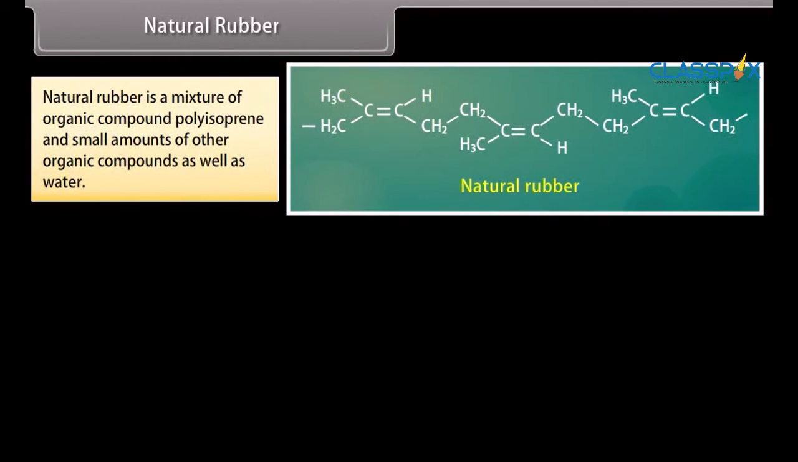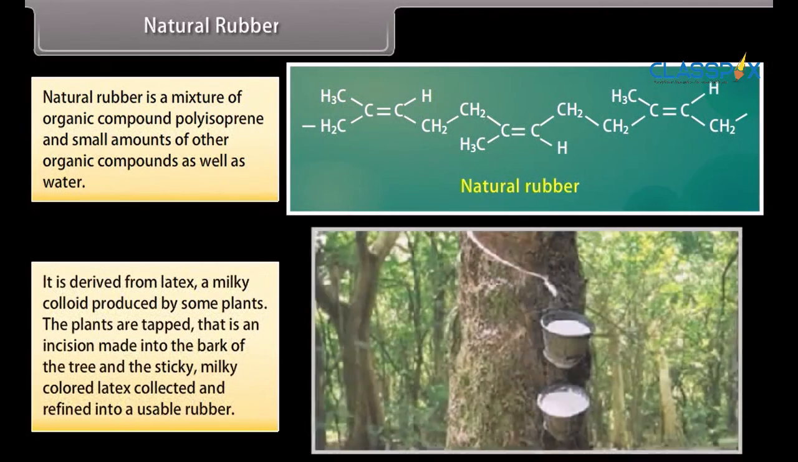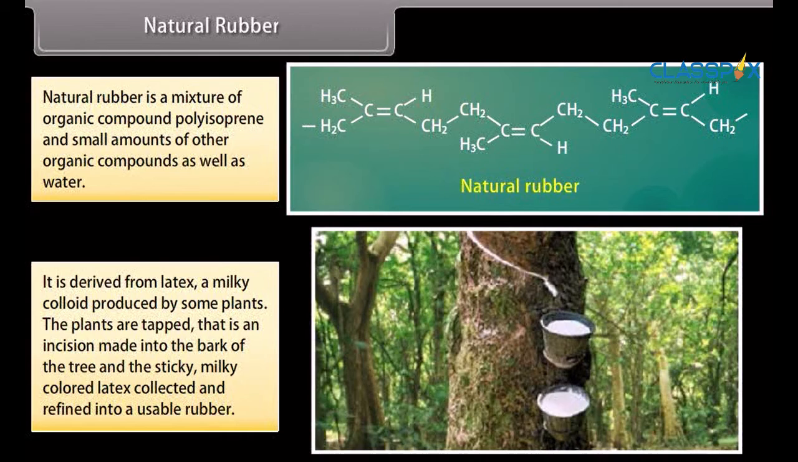Natural rubber. Natural rubber is a mixture of the organic compound polyisoprene and small amounts of other organic compounds as well as water. It is derived from latex, a milky colloid produced by some plants. The plants are tapped, that is, an incision is made into the bark of the tree and the sticky, milky colored latex is collected and refined into a usable rubber.